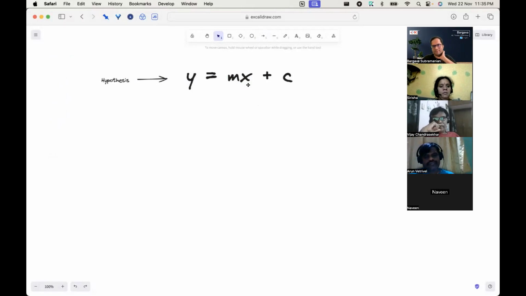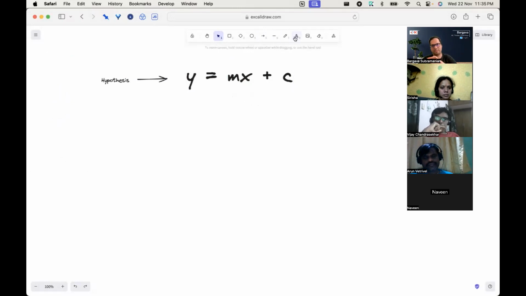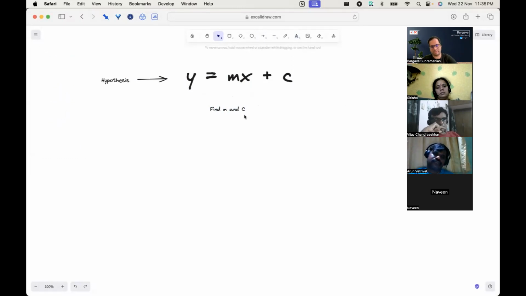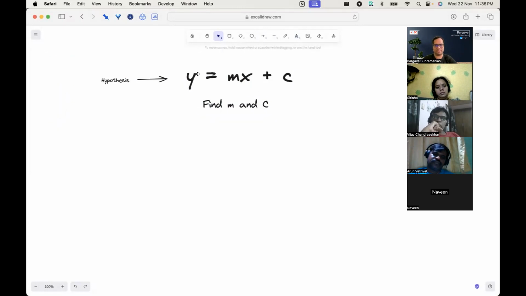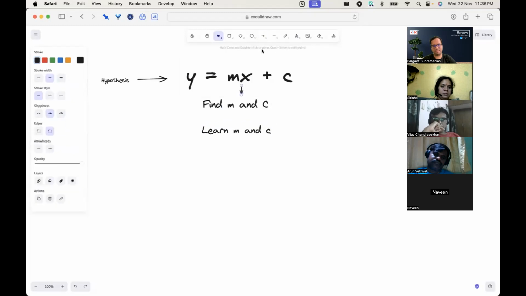And it's in one variable, that's part of the hypothesis. Now Y is known, X is known. My learning is I have to find M and C, right? Think of this like some puzzle. I have y equal to mx plus c, M I don't know, C I don't know. I want to find M and C, which means learn M and C, which is what I want to do.